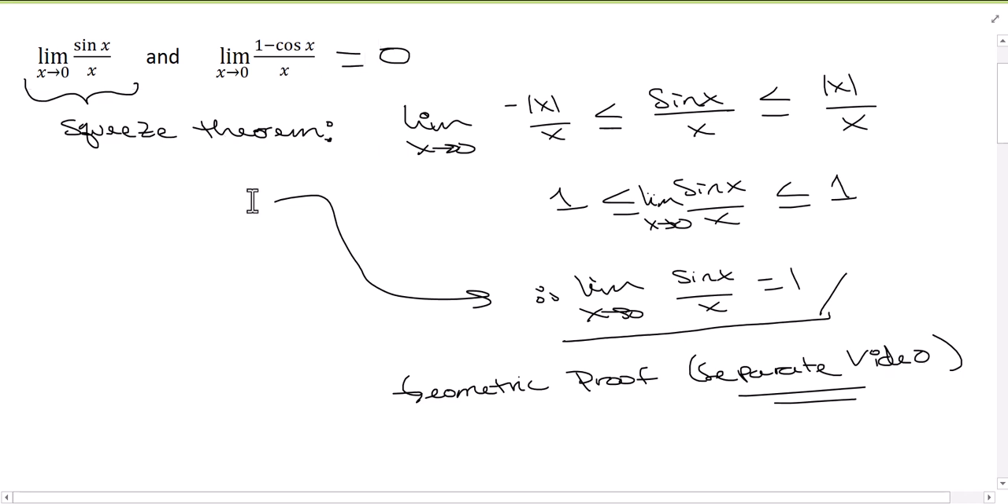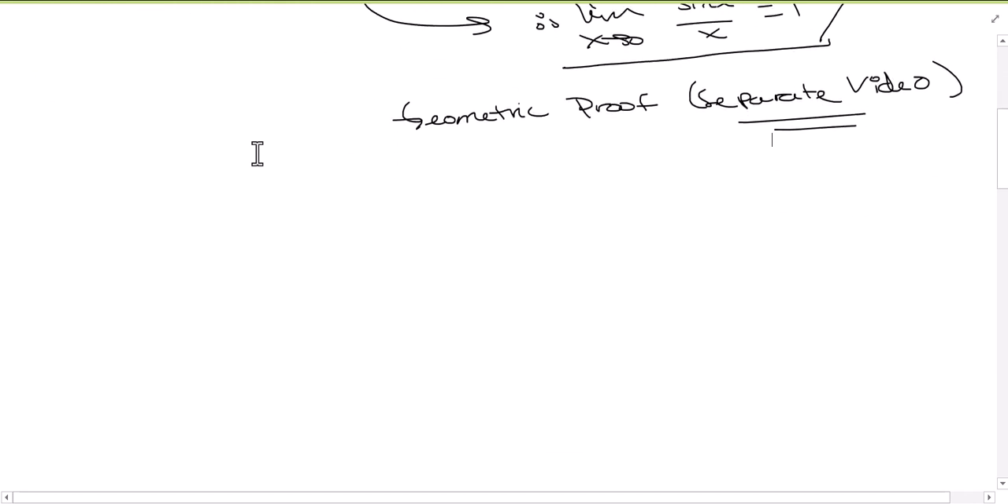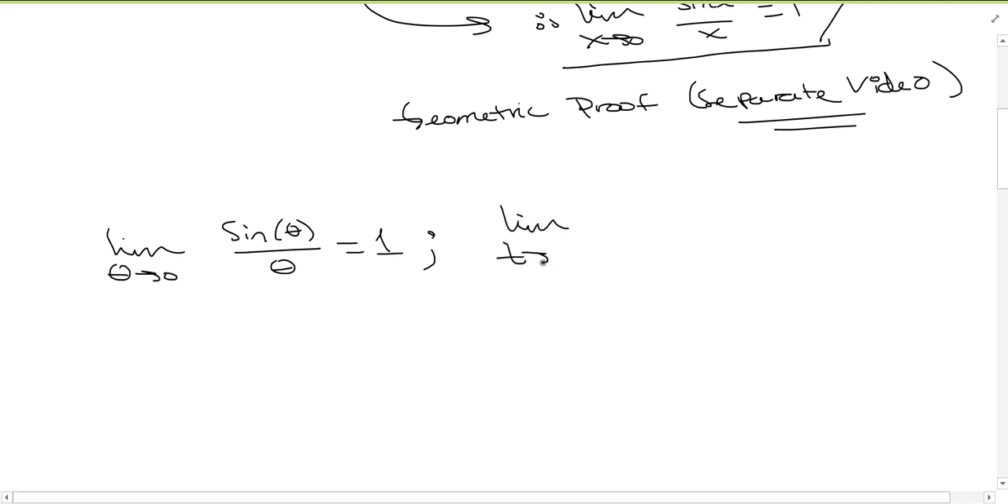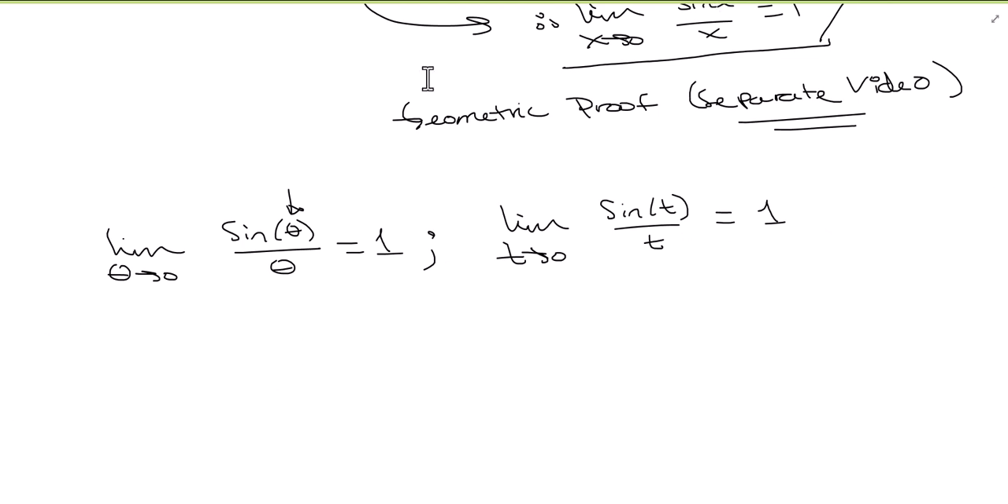So now with these limits, the limit as x goes to 0 of sine x over x allows us to say that for any angle, if I have theta going to 0 of sine theta over theta, this limit is going to be 1. And so I can just change the variables. If I have the limit as t goes to 0 of sine of t over t, then this is also going to be 1. So you kind of get what I'm saying. Essentially, if the argument of your trig function matches the denominator, then the limit is going to be 1.